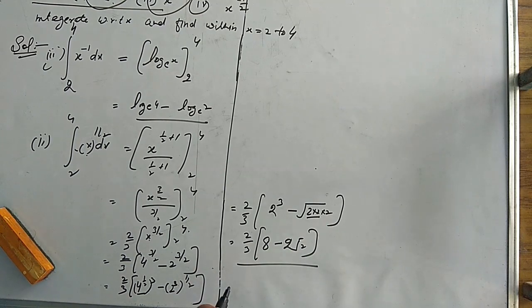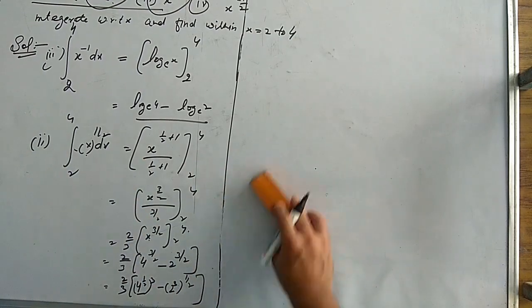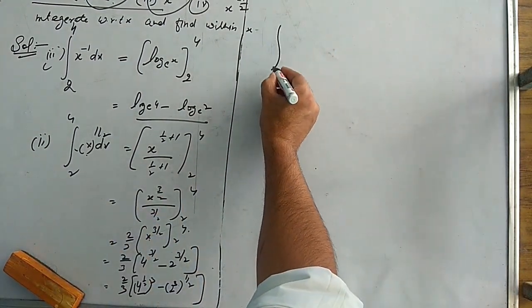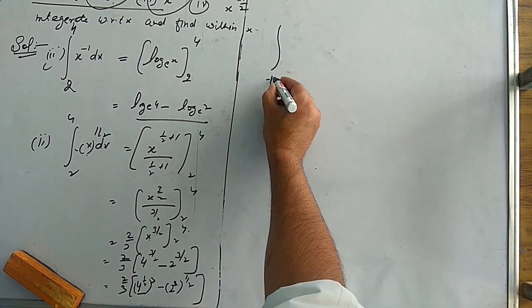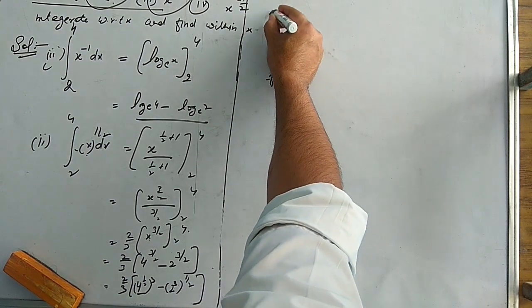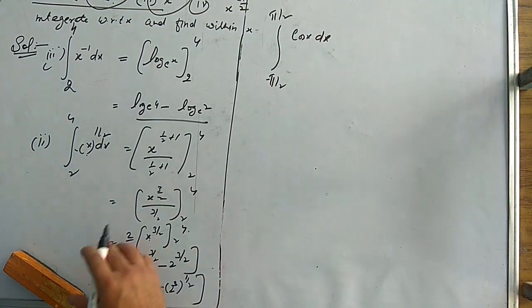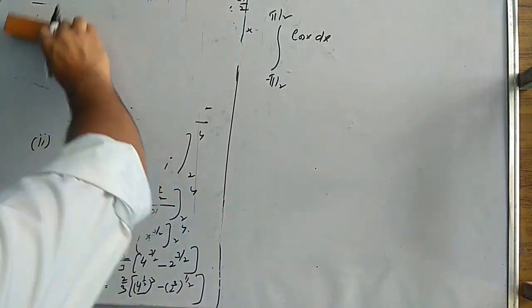Okay, so this was the next question number 3, which I have sent to you. Now some trigonometric functions also I have sent to you. The first question is minus pi by 2 to pi by 2 and cos x dx. You have to integrate it.